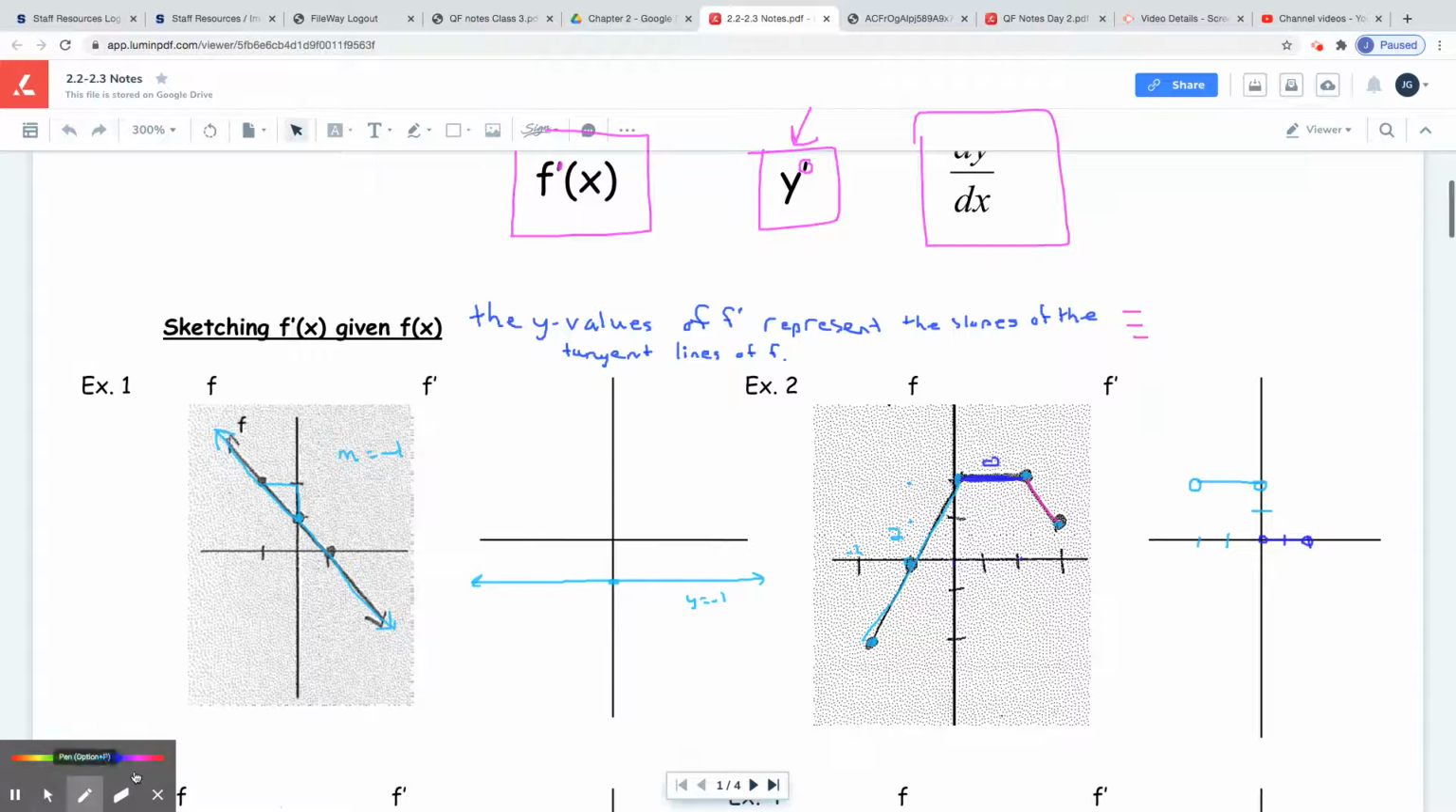And then finally, I have this. What's the slope of this line? The slope of this line is -1, right? Down 1 to the right 1, that's -1. So where's it going from?